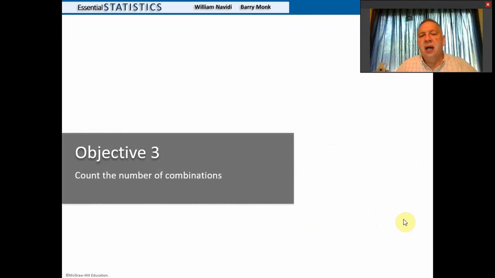So here we're going to count combinations. Combinations are very similar, except we're not interested in the order. So ordering is not important, and the most common example would be a hand of cards. Once I've dealt that hand of cards, I'm free to shuffle them around, but it's the very same hand of cards.